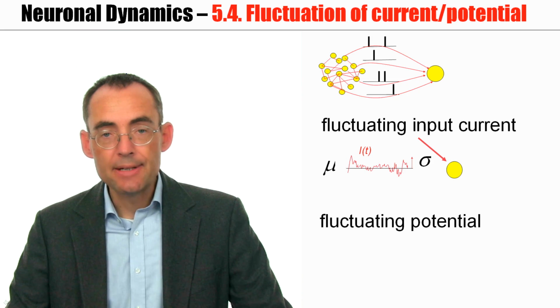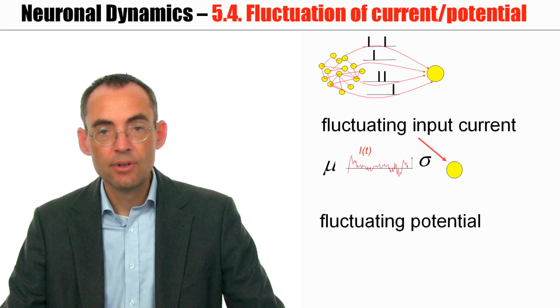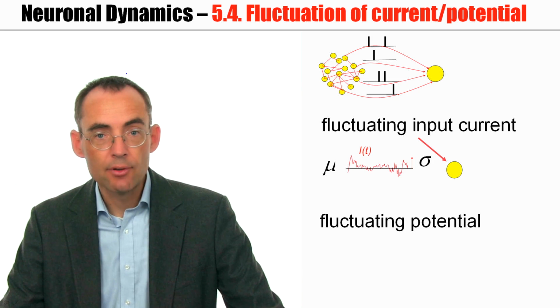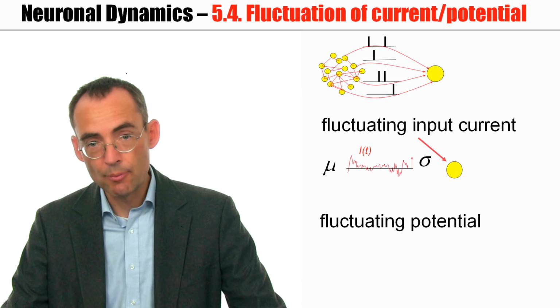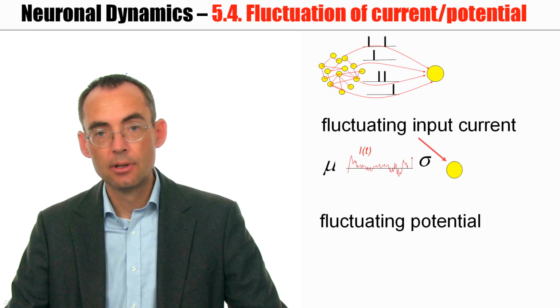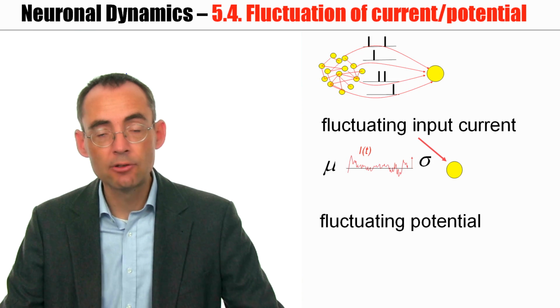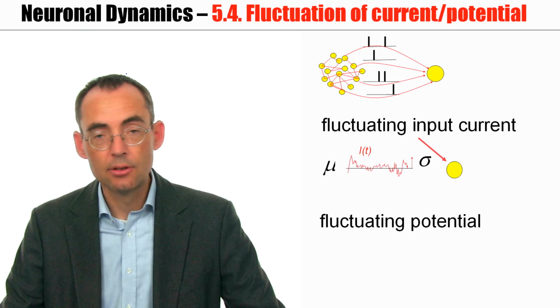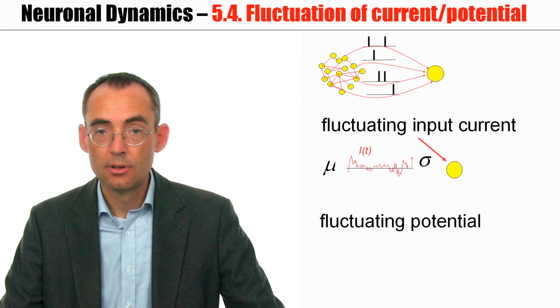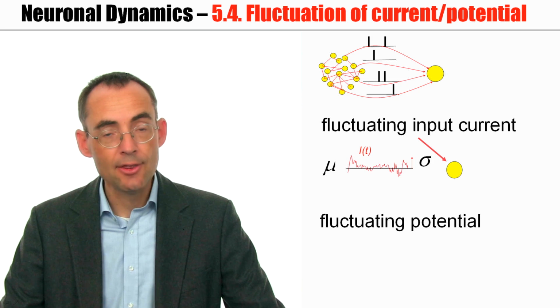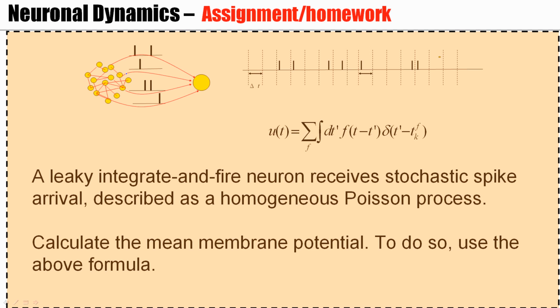A neuron embedded in a network will see a barrage of spike arrivals. And spike arrivals look stochastic from the point of view of that neuron. Under the assumption of Poisson-like stochastic spike arrival, we can calculate the mean input current, the fluctuating part of the input current, and also the mean potential and the fluctuations of the potential. A first step of this calculation for the potential is part of the homework assignment.